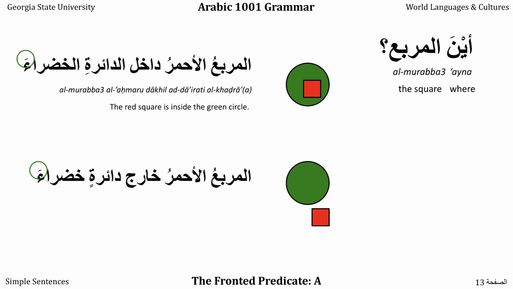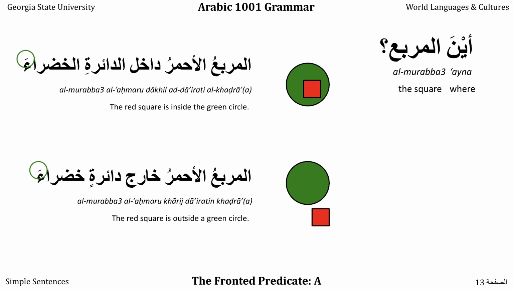If we make the circle indefinite, al-murabbu al-ahmar kharij da'iratin khadra'a, here we have the red square is outside a green circle. Again, the first two words have single dhammas for the reasons we've explained before. Da'ira, because it's in the majrur case, because it follows the preposition kharij, gets the tanween al-kasr character because it's indefinite, so we say da'iratin, and instead of saying khadra'in, because khadra belongs to this certain class of patterns, it takes a single fatha instead.